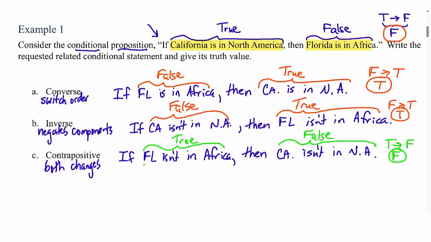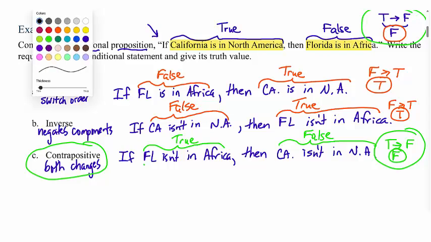So notice that the only one that could potentially have the same meaning as the original statement, could be equivalent because it has the same truth value, at least in this one situation, is the contrapositive. The contrapositive and the original statement both had a true implies false truth value. But how can we know? So again, I suspect from this information, it seems like the contrapositive could possibly be equivalent to the original statement.